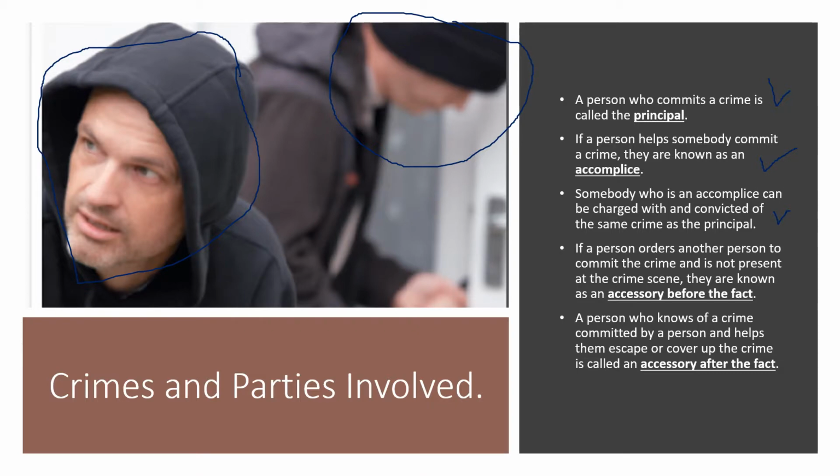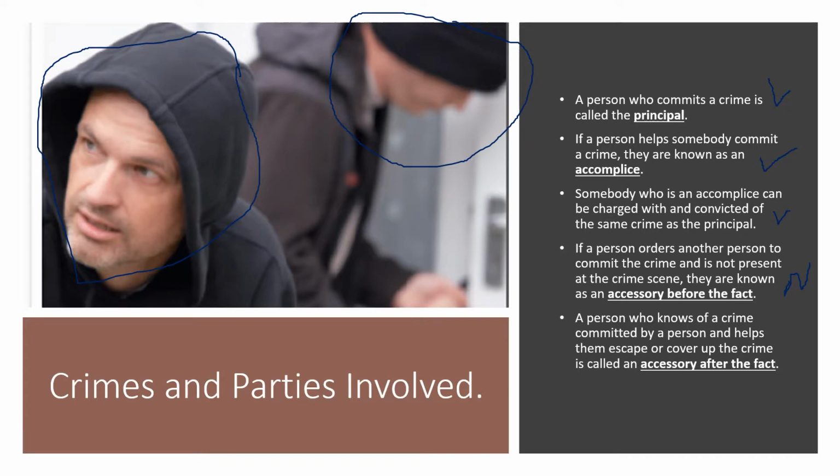There's two other people involved in a crime. If a person orders another person to commit the crime and is not present at the crime scene, they are known as an accessory before the fact. Sorry, that's a bad check mark. There we go, a little bit better there.